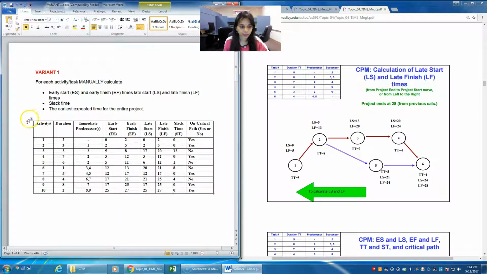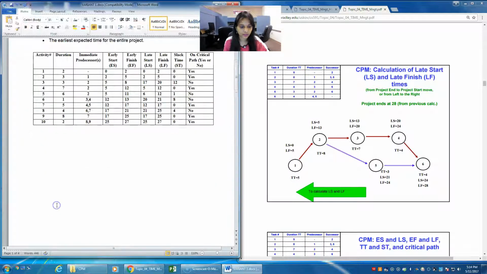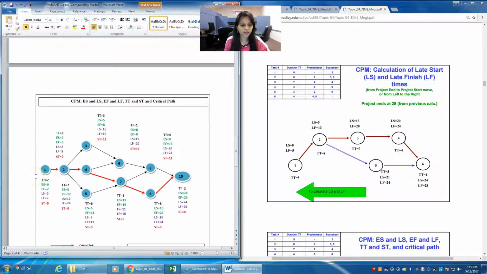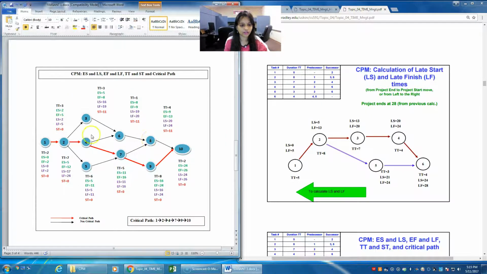Now you need to provide all this information on the chart that you have drawn before, with all the tasks. You need to provide the early start values here, late finish, late start is 0, late finish is 2, slack time is 0. So once you enter all your information here, you will be arriving with the critical path.